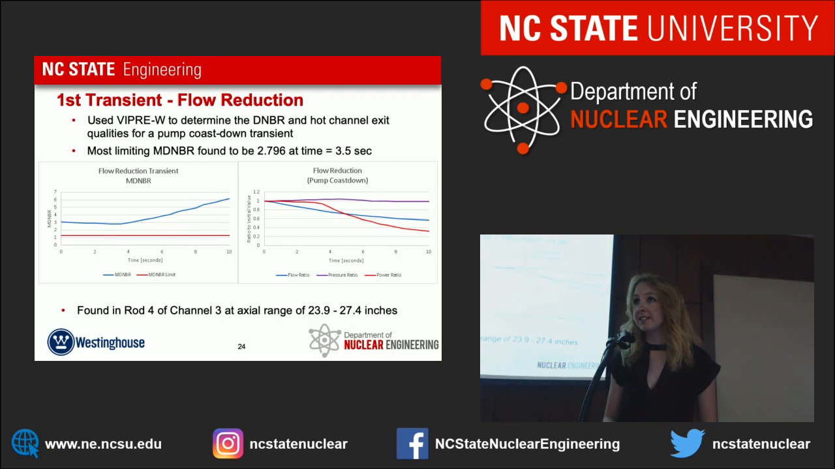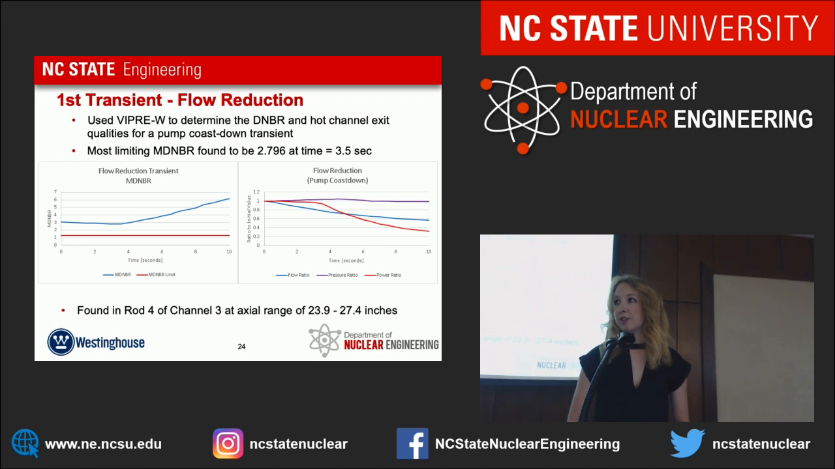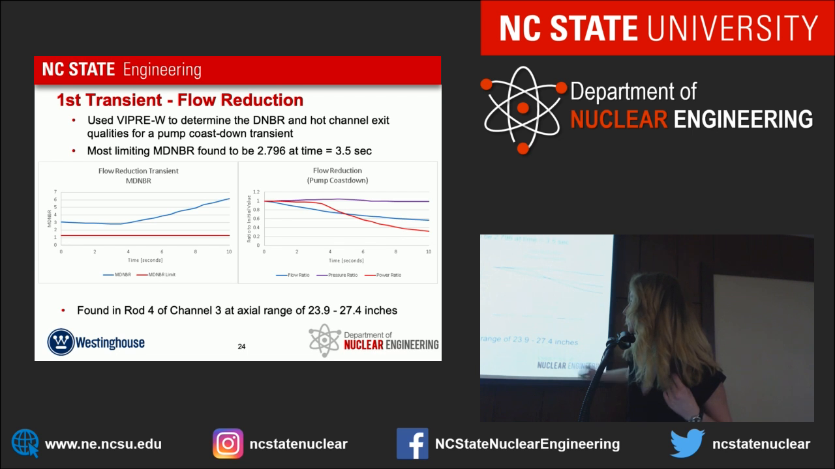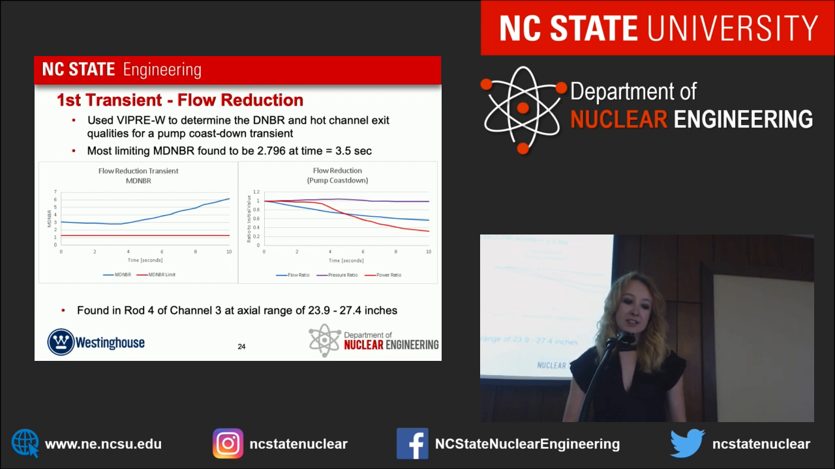The first transient case that we analyzed was a flow reduction due to a coast down after an RCP trip. So on the right, you can see we have our flow, pressure, and power ratios compared to their initial conditions. And these are the values that we use to simulate the transient in VIPRE-W. On the left, you can see the plot of our minimum DNBR over the time of the transient. For the flow reduction, our minimum DNBR occurred at 3.5 seconds, and that value was 2.796.